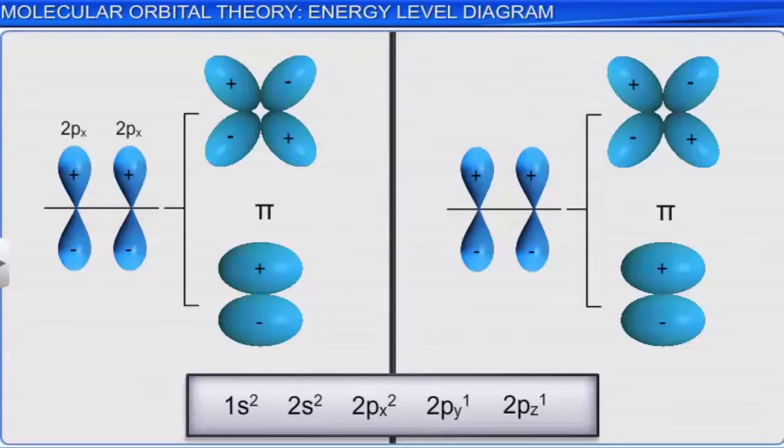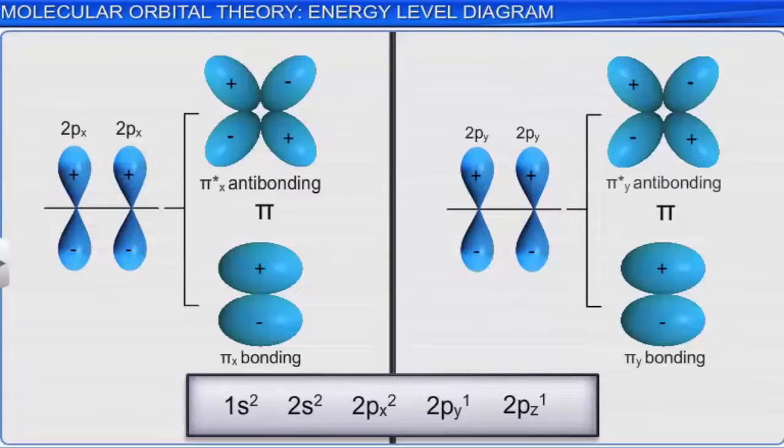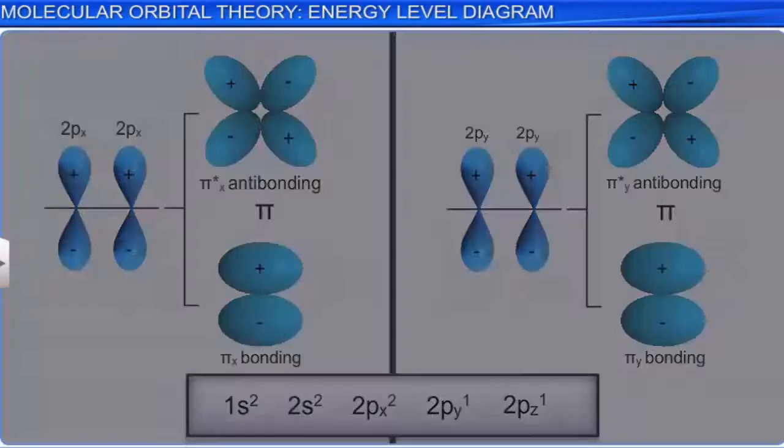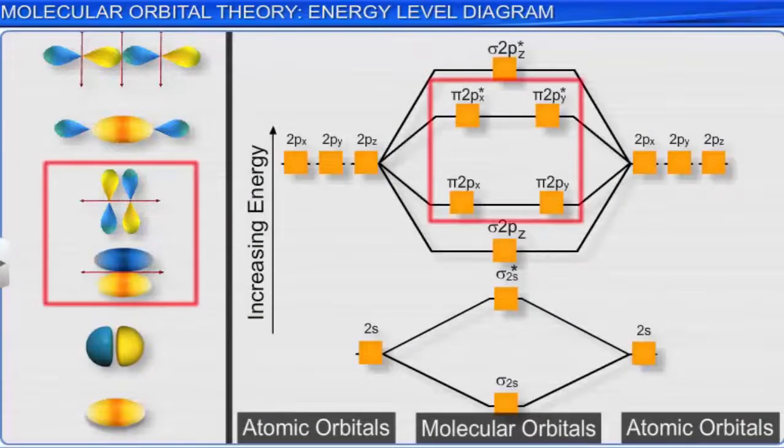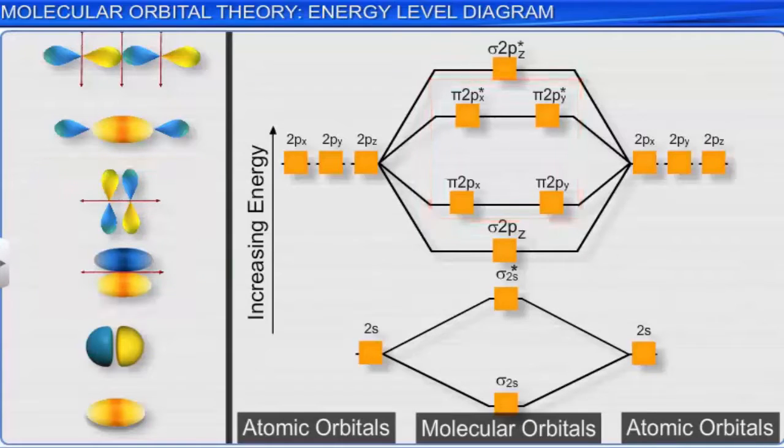The two px atomic orbitals combine to form pi x bonding and pi star x antibonding molecular orbitals, whereas the two py atomic orbitals combine to form pi y bonding and pi star y antibonding molecular orbitals. As the energies of the 2px and 2py atomic orbitals are the same, the energies of pi x bonding, pi y bonding molecular orbitals and pi star x antibonding, pi star y antibonding molecular orbitals are the same.